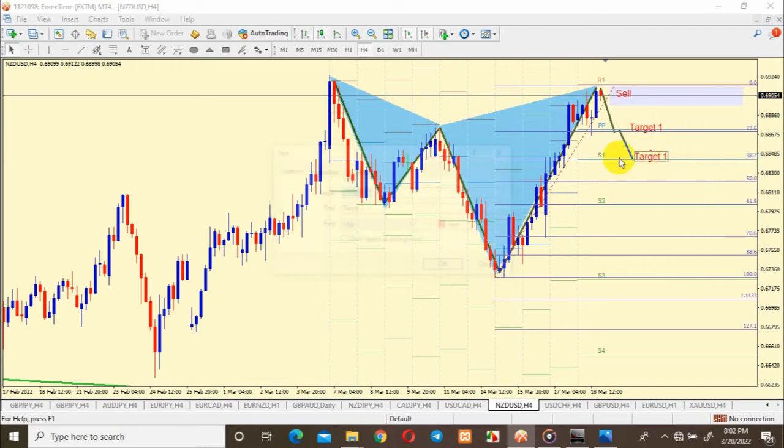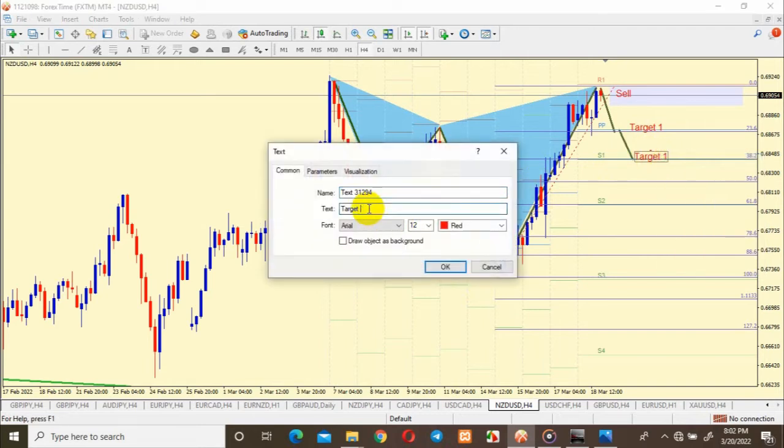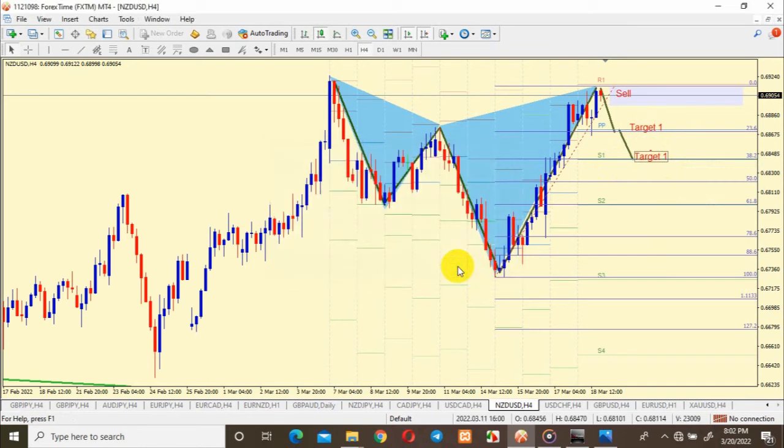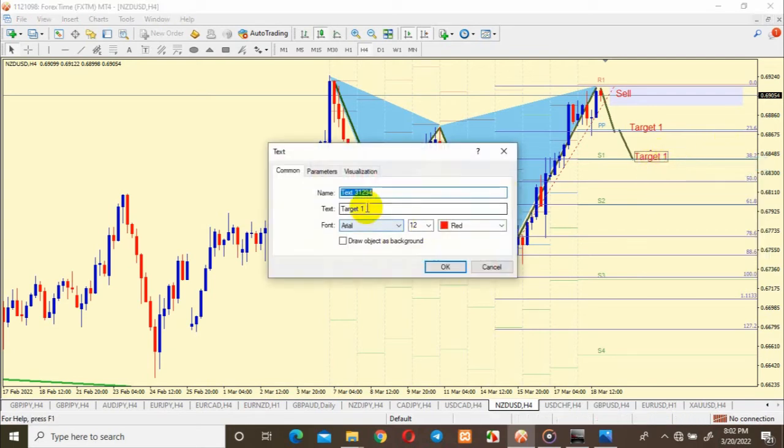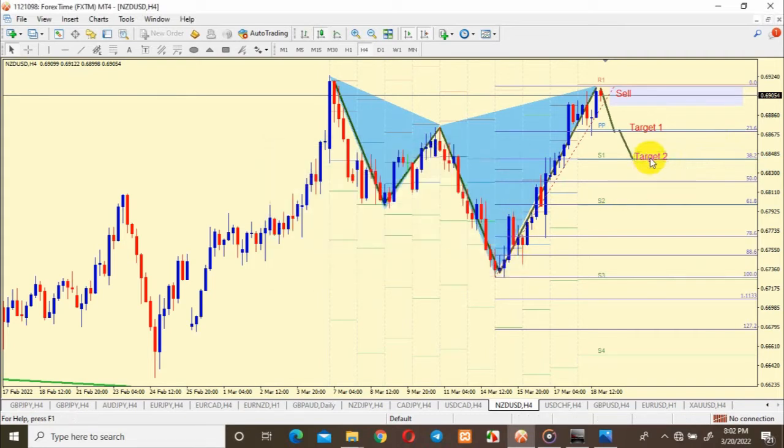Target one. From what we have there, you see that our target one should be on the 23.6 Fibonacci retracement zone. Then target two, we look at the 38.2 retracement zone. So please take note, because I know this pair might still move up again, but we want to take a little short sell. Then this should be our target, this zone.